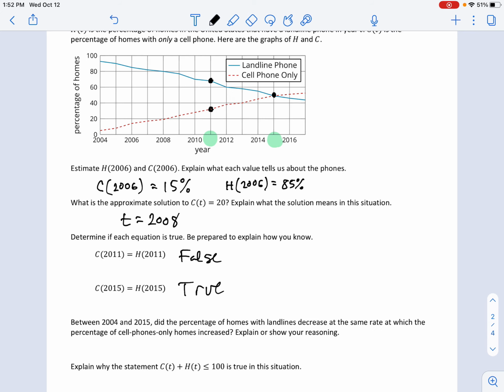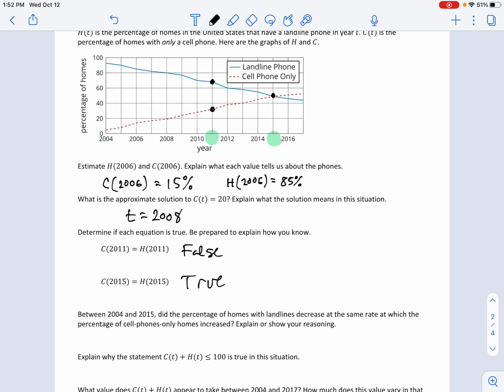Okay, this one in class, I misread the first number to be 2014. So it says, between 2004 and 2015, did the percentage of homes with landlines decrease at the same rate at which the percentage of cell phone only homes increased? Explain or show your reasoning.